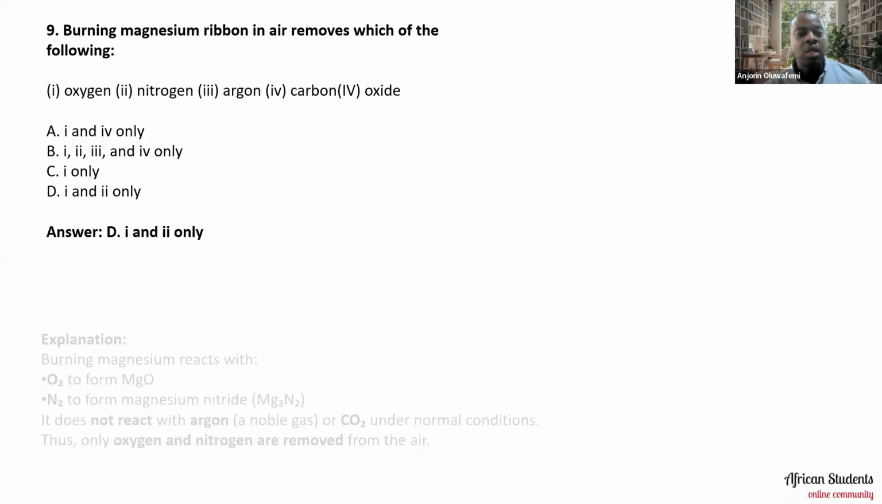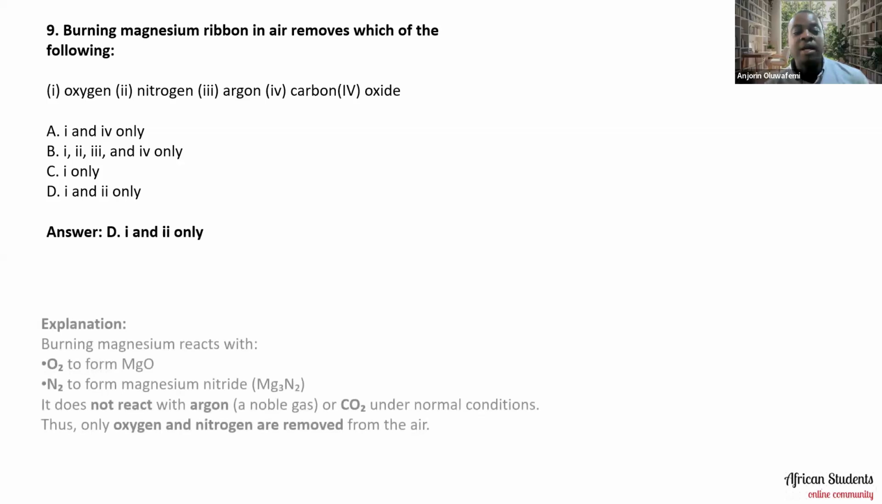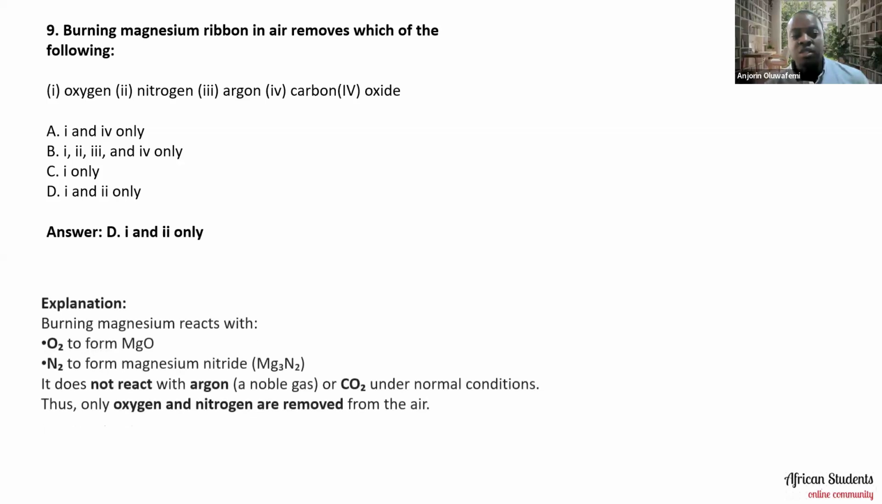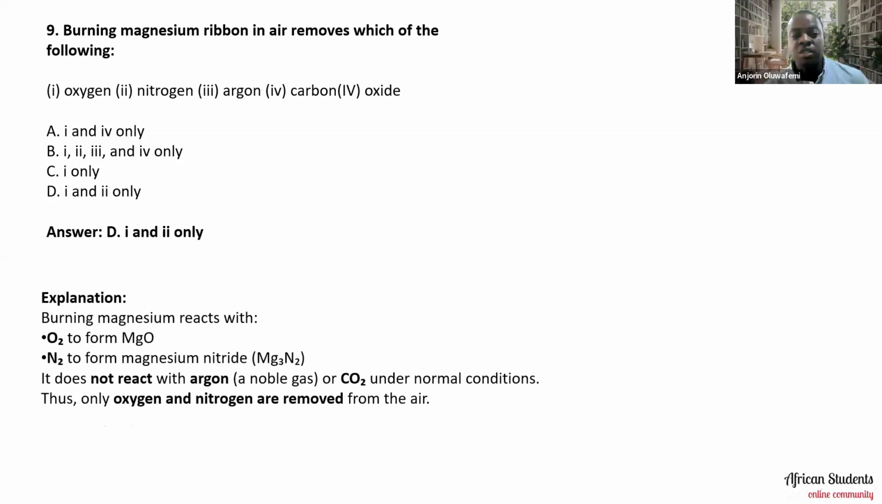Because burning magnesium reacts with oxygen, it will form magnesium oxide. Nitrogen will also react to form magnesium nitride. Now, it does not react with argon, which is a noble gas, or CO2 under normal conditions. Thus, only oxygen and nitrogen are removed from the air. So let's take note of that. Okay.